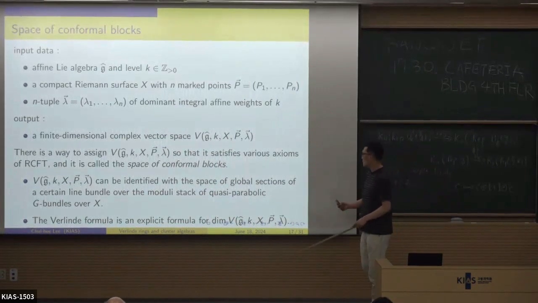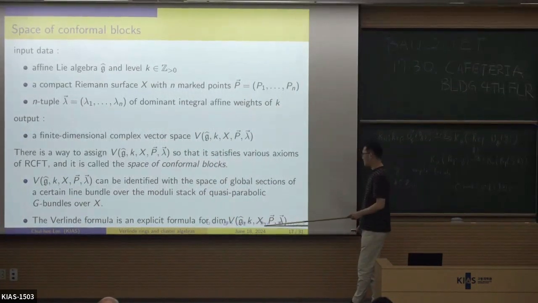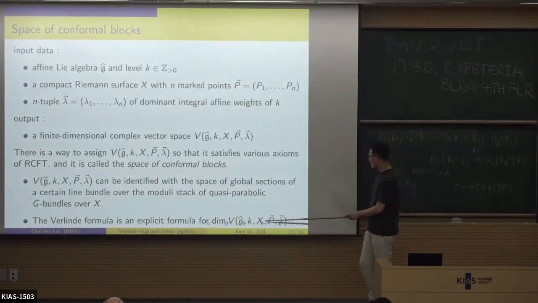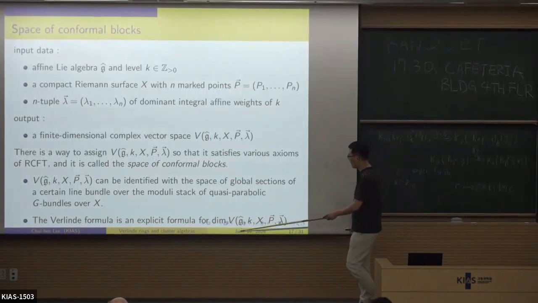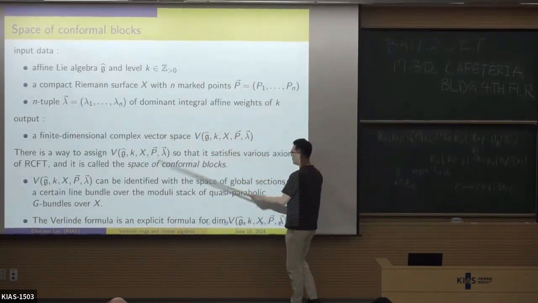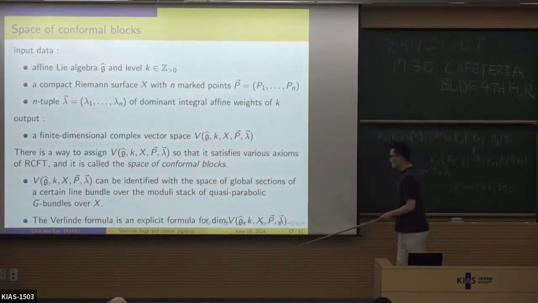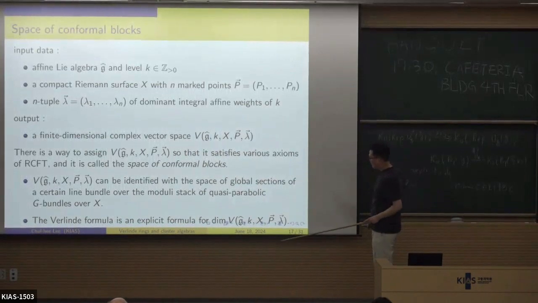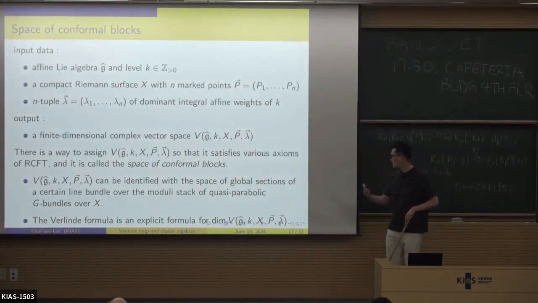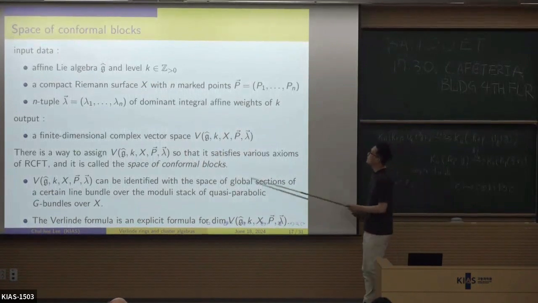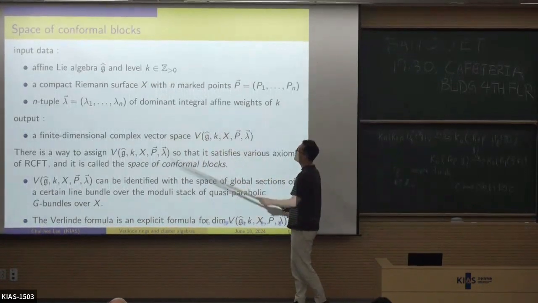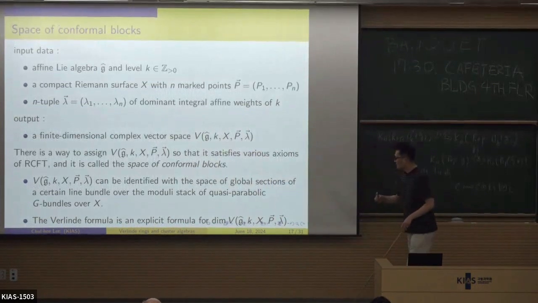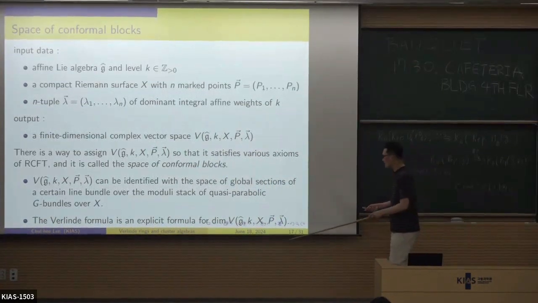And it is known that this dimension actually doesn't depend on the choice of points or the number of points. And it also doesn't depend on the Riemann surface. It only depends on its genus. And eventually, this formula is expressed in terms of the so-called modular S matrix defined for representations of the affine Lie algebra g hat. But we don't need the explicit formula today.